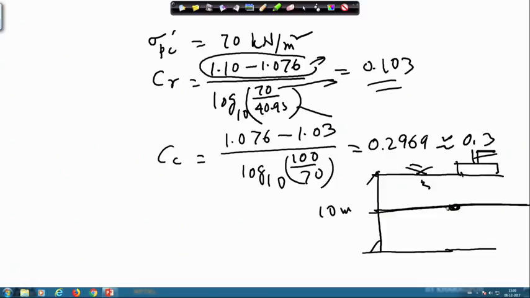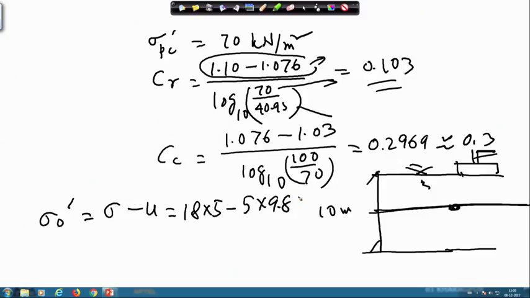So, you have to find out delta sigma naught dash at the middle of the clay layer, means at 5 meter depth. So, at 5 meter depth, what will be sigma minus u? Sigma will be equal to your total unit weight, saturated unit weight is given 18. So, 18 into 5 and minus u is actually 5 into 9.81. So, this will be your value 40.95. So, initial effective overburden pressure is 40.95.